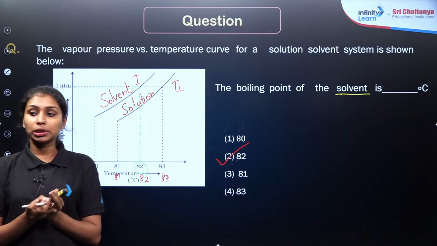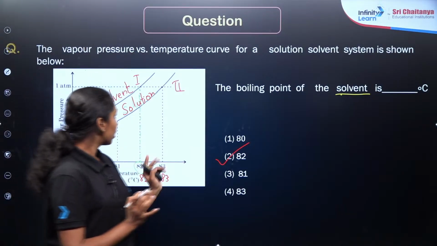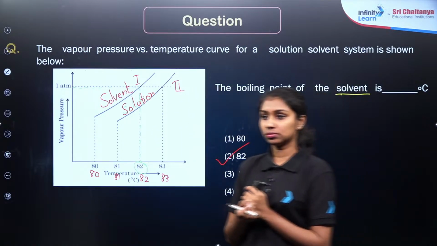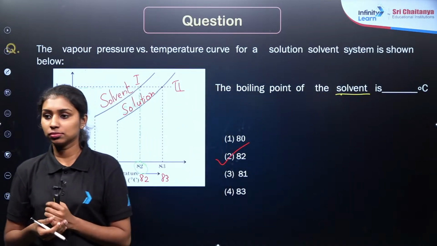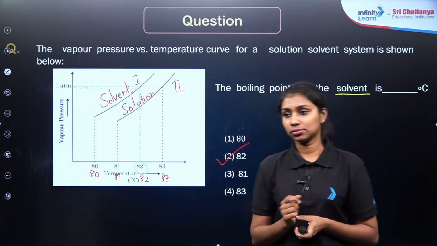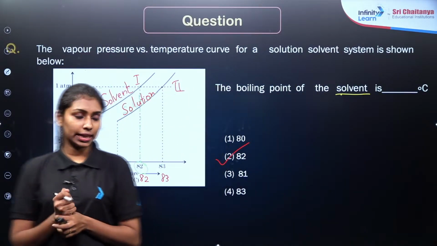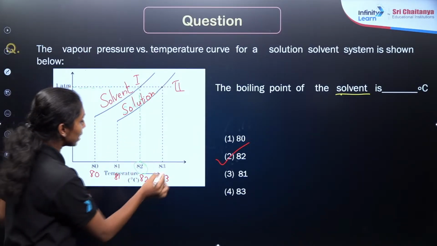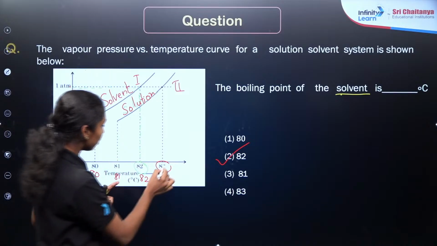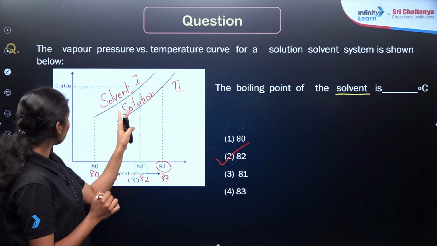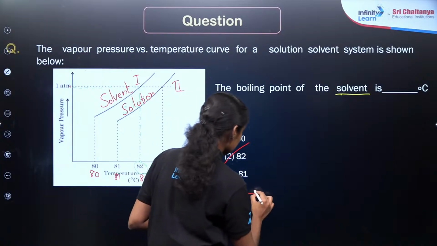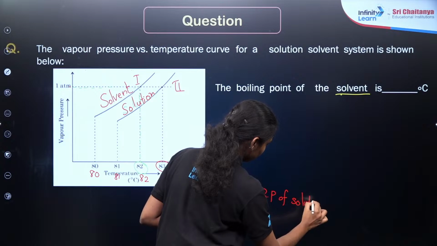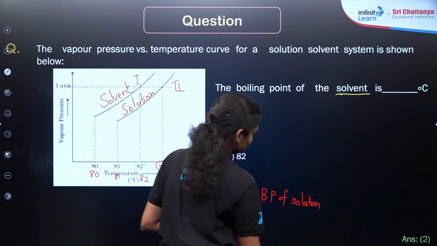If the question is asking for the boiling point of the solution, what will be the answer? Boiling point of the solution. Again, you need to find out the temperature, right? 1 atmosphere pressure becomes equal to the vapor pressure at a temperature of 83. Here it is given in degrees Celsius, so the answer will be in degrees Celsius only. So for the solution, it will be equal to 83 degrees Celsius, right? This is for the boiling point of the solution. Is that clear?